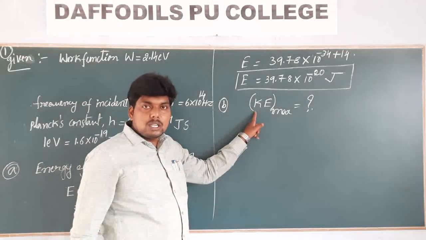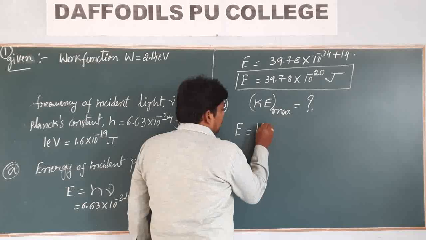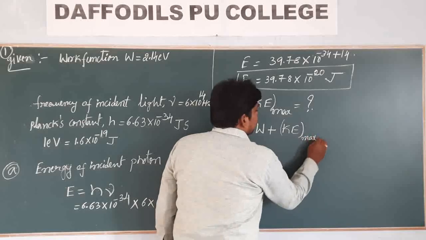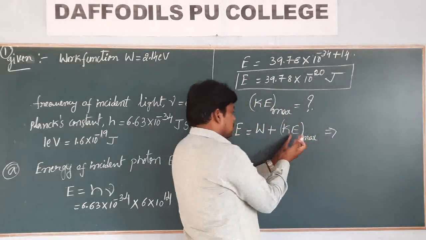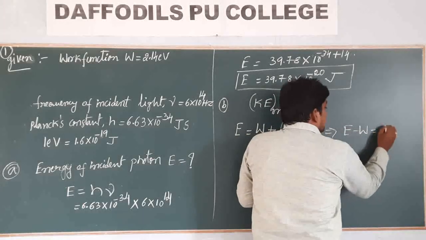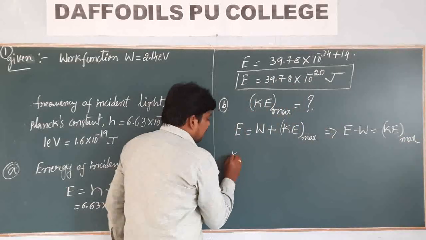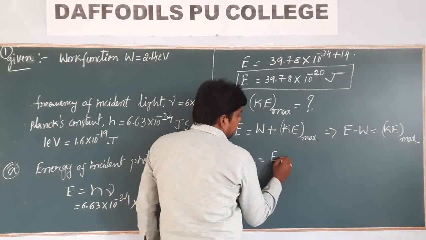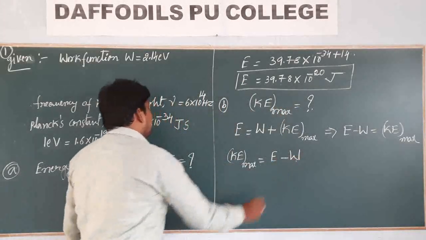Then which equation helps to solve this one? We know the Einstein photoelectric equation. Total energy is equal to work function plus maximum kinetic energy. Is it right? From this one, energy minus work function is equal to maximum kinetic energy. Now the maximum kinetic energy of the photoelectron is equal to energy minus work function. Now we know the energy value as well as they have given the work function.